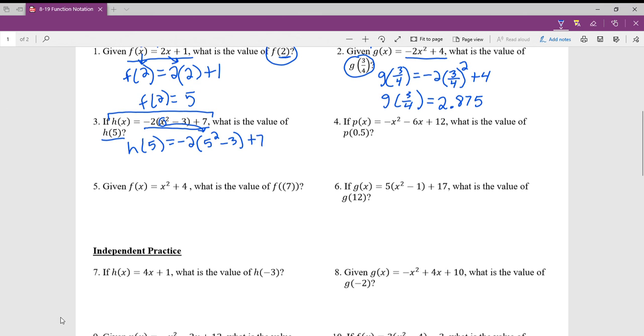So now I'm going to go to my calculator. And again, I can type in exactly as it was. So negative 2, parentheses, 5 squared, minus 3. Don't forget to close your parentheses, plus 7. Enter, and there's my answer, negative 37. So h of 5, when I changed x to be 5, is going to be equal to negative 37.